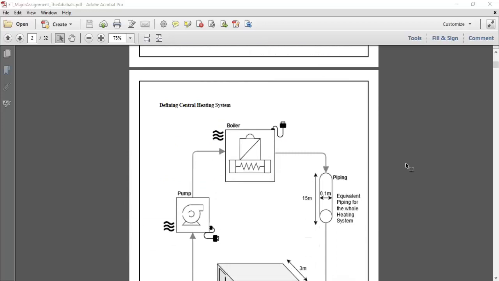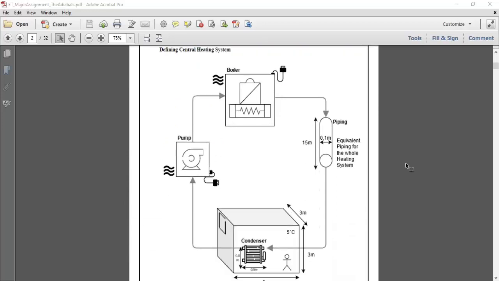Here you can see we have a pump connected to an electrical outlet and is radiating some heat as well into the surrounding. Next we have a boiler system which is also connected to an electrical outlet and performs electrical heating to convert the liquid into vapors. Next the whole system is interconnected with pipe that is modeled as an equivalent piping of 15 meter in length and 0.1 meter in diameter. Next, we have a condenser mounted inside a room, which is 3 meter by 3 meter by 3 meter and is initially at 5 degrees Celsius.